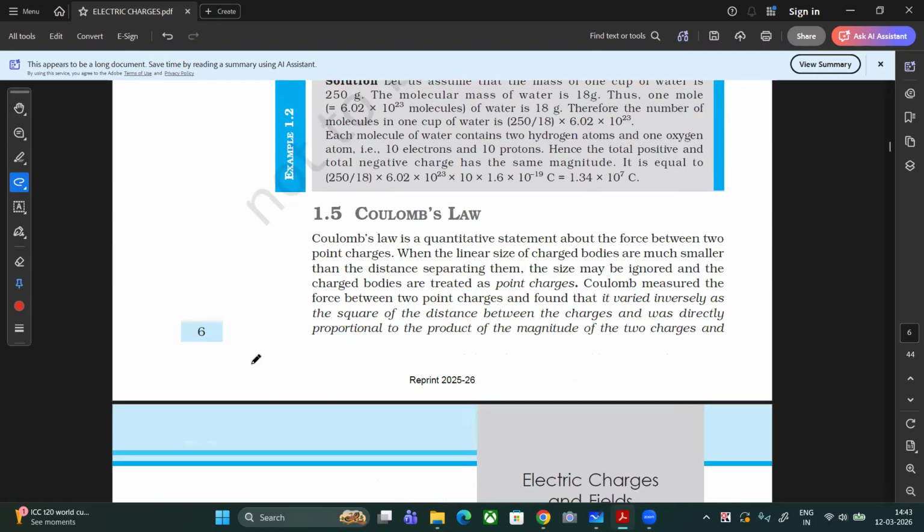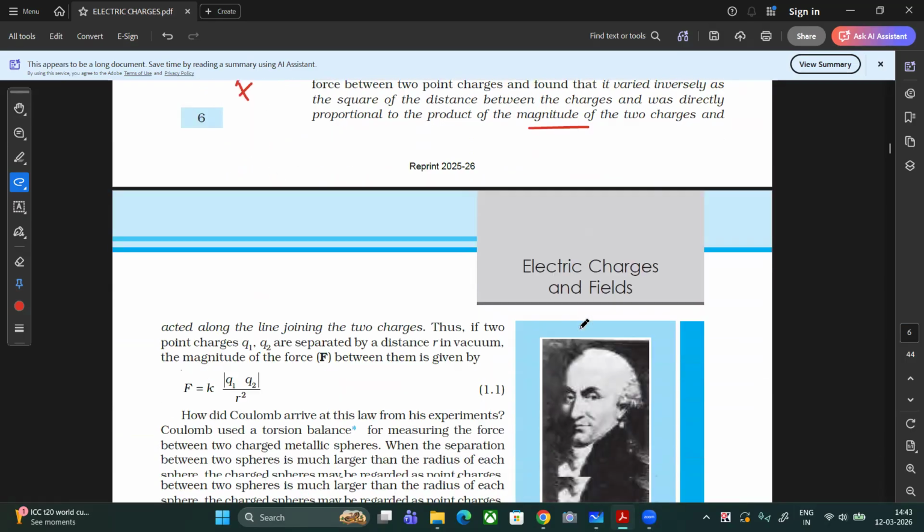Coulomb's law gives us the force between two charges. We already know that with two charges, either a repulsive or an attractive force is already there. How do we find its magnitude? So we use Coulomb's law. The force is proportional to the product of the charges and inversely proportional to the square of the distance. That's the universal Coulomb's law.